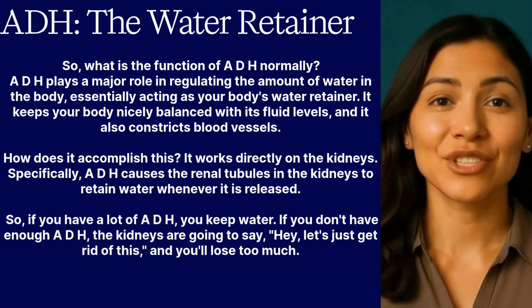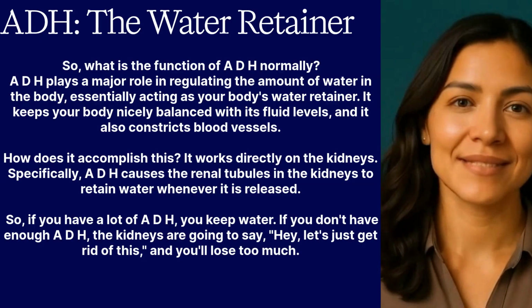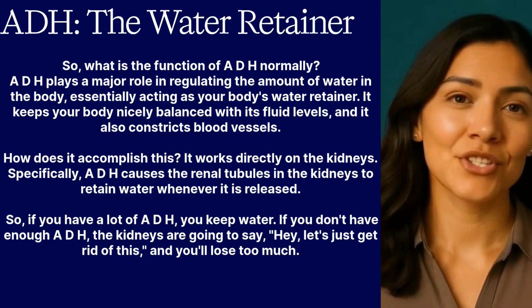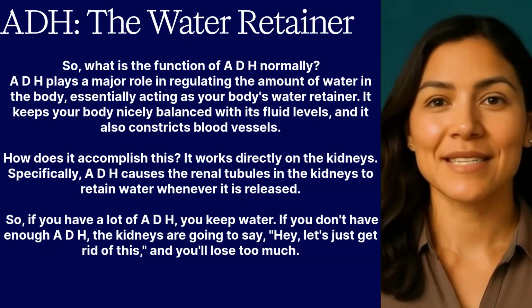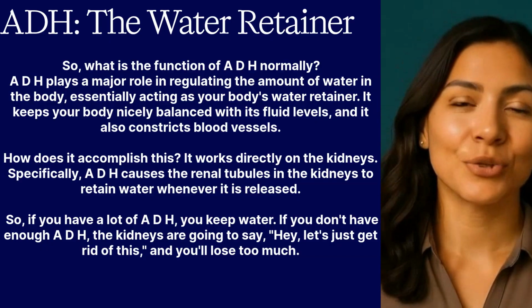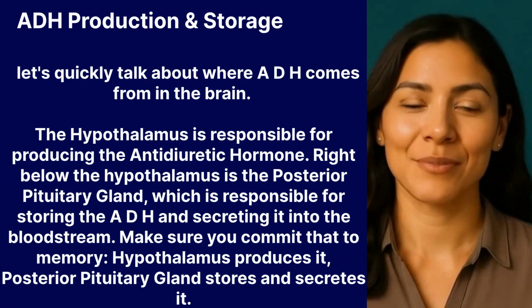Specifically, ADH causes the renal tubules in the kidneys to retain water whenever it is released. So if you have a lot of ADH, you keep water. If you don't have enough ADH, the kidneys are going to say, hey, let's just get rid of this, and you'll lose too much. Now let's quickly talk about where ADH comes from in the brain.